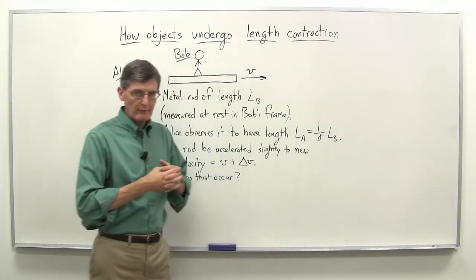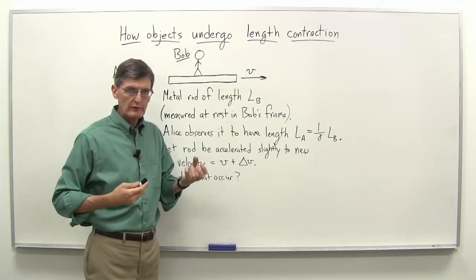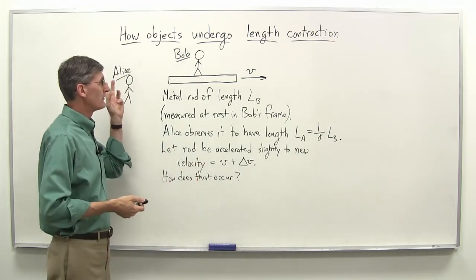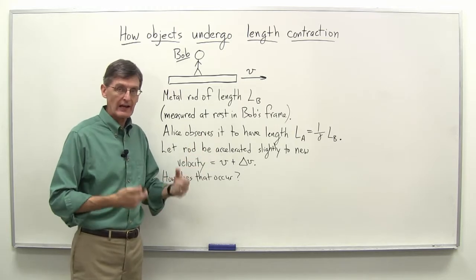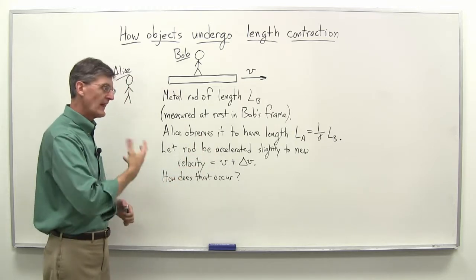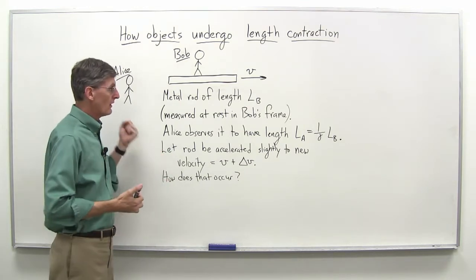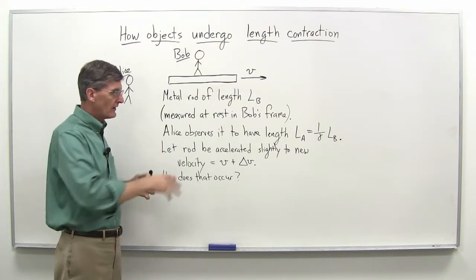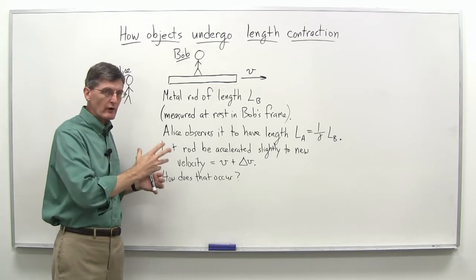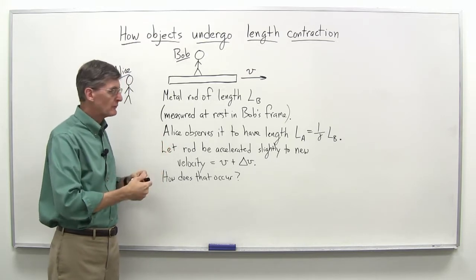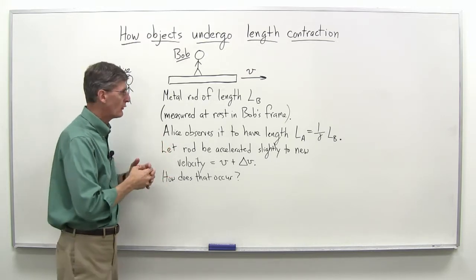We've talked a fair amount about length contraction. So what we want to do in this video is think about how length contraction actually could occur. Now this, interestingly enough, is a topic that physicists still debate. But what we want to do here is think about really what's going on a little bit more and get a little bit more understanding, hopefully, about how it happens.